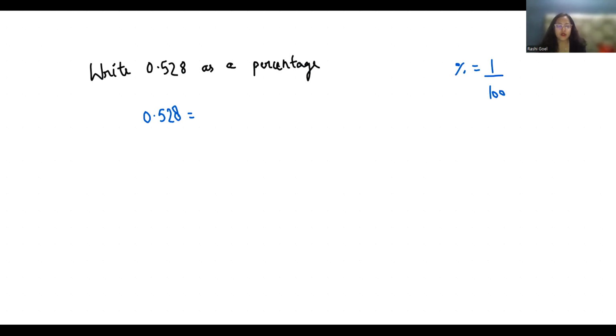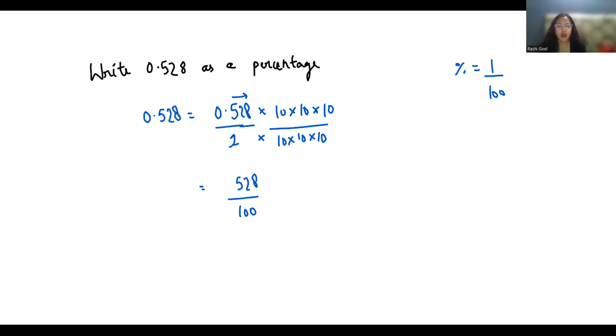So 0.528, first I am going to convert this decimal into a fraction by writing 1 in the denominator. Now to remove this decimal, I am going to multiply by the number of tens in the numerator as well as in the denominator, depending upon the digits after the decimal. There are 3 digits after the decimal, so 10 times 10 times 10 in the numerator and 10 times 10 times 10 to balance it in the denominator. So our numerator becomes 528 and denominator becomes 1000.